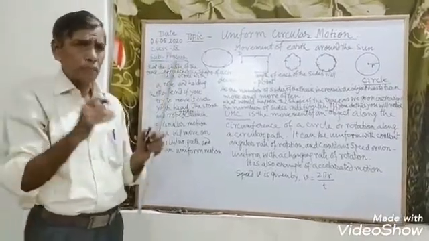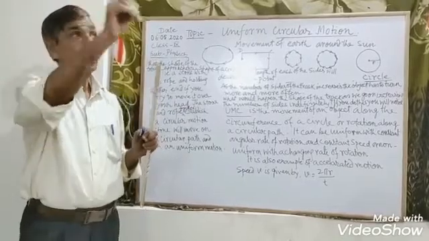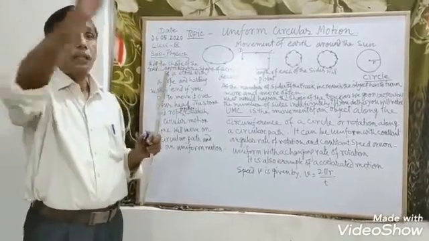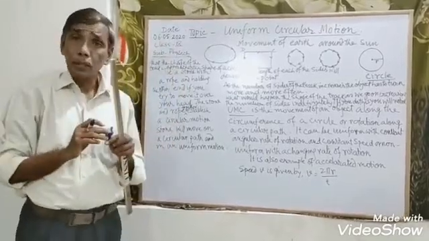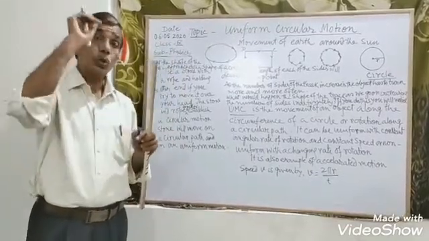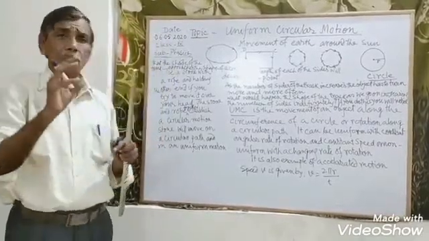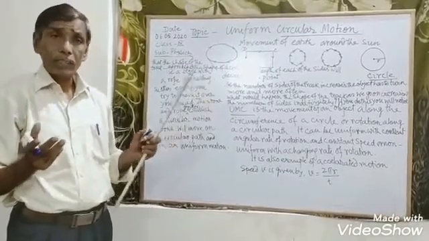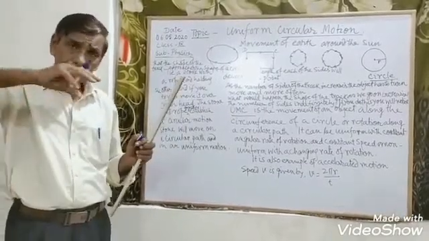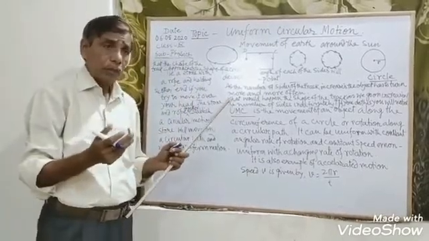There are a lot of examples. The movement of the earth round the sun is also a circular motion. The movement of a ceiling fan is also a very common example. The movement of a top is also a circular motion.